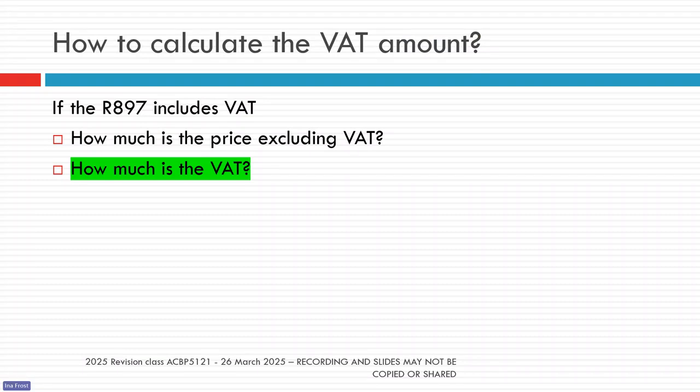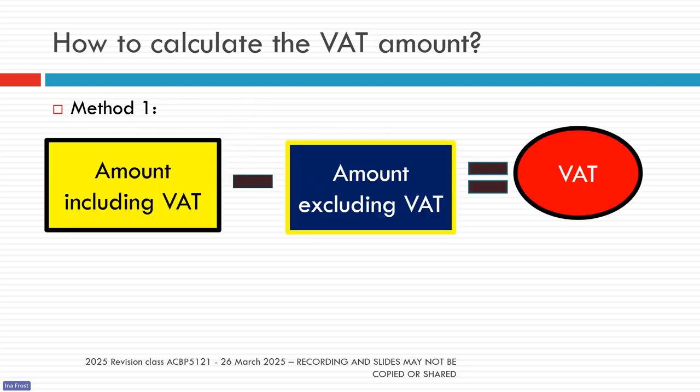Now we know the price excluding VAT, but the next question that you might get asked is: what was the VAT included in the 897? So we can take the question a bit further and say, hang on, what exactly was the amount of VAT in that number? Here I'm going to show you a few different ways in which you can calculate that.